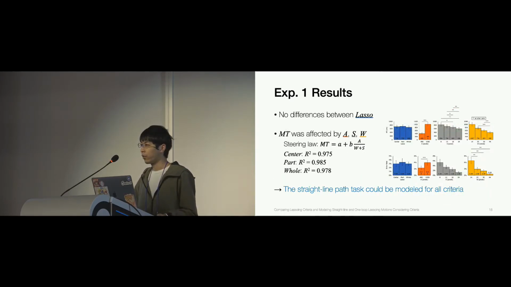For the performance results, there are no significant differences in the criteria. On the other hand, the movement time were affected by the other factors. The steering law can be expressed as the slide for all criteria. The model showed good fits for all criteria, so the straight line path task could be modeled for all criteria.